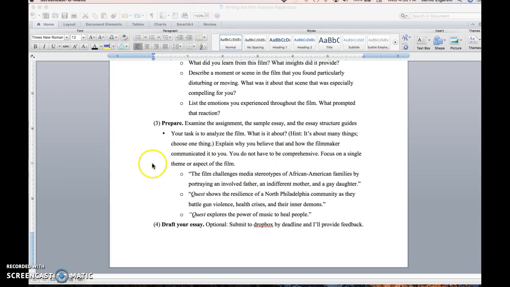And what I put here as bullet points are just some examples of thesis statements for this type of paper. The first one is similar to kind of like, this is one thing that I think about when I see the film. This was something I mentioned in class. I said that I feel like the film challenges media stereotypes of African American families because it portrays an involved father, an indifferent mother. Word choice might not be perfect there, but the point is she has some reservation.